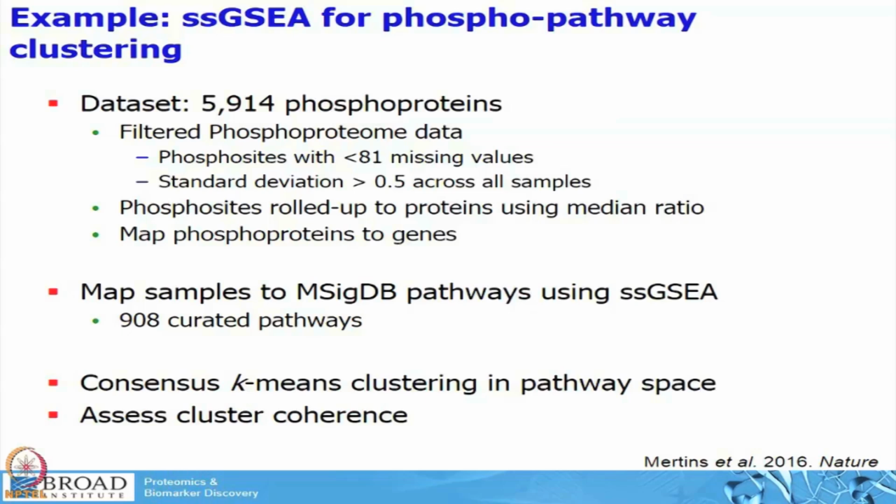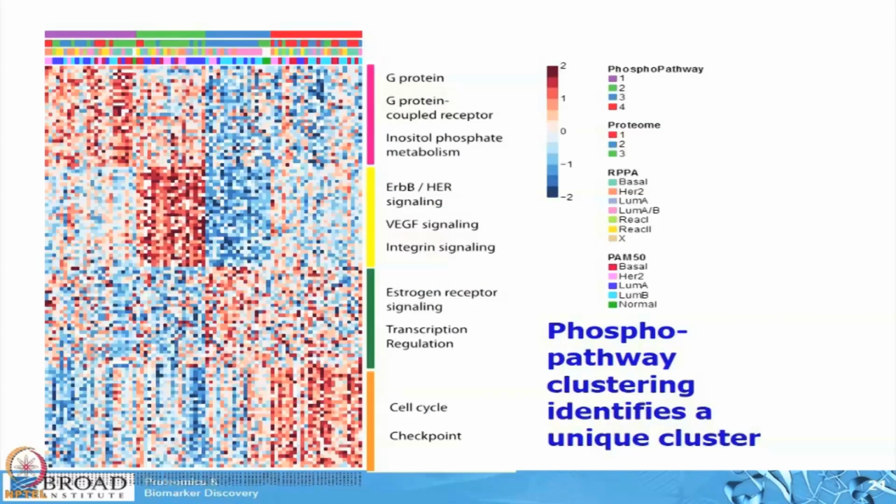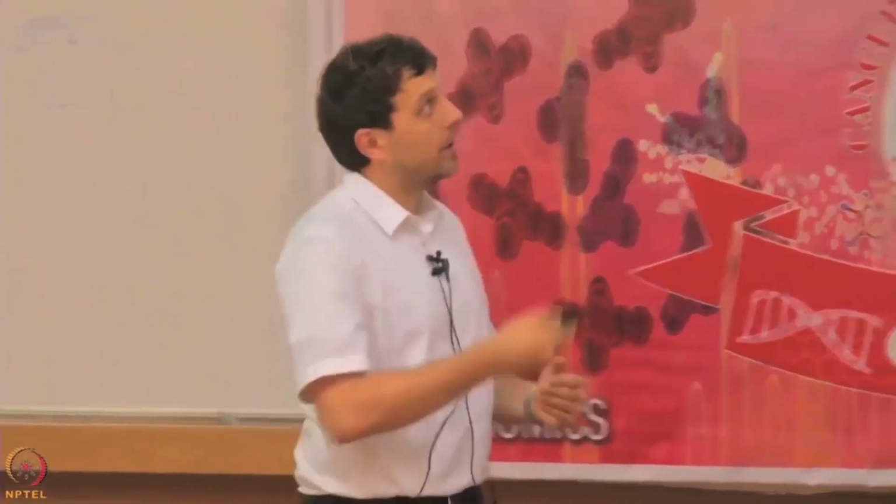And interestingly, we saw a unique cluster which we only saw in pathway space, and we would not have seen that if we had looked at phosphosite or phosphoprotein level. So that's one example where this kind of analysis, where you project your data onto a higher level of annotation and perform some analysis, can give you new insights that you would probably have missed otherwise.